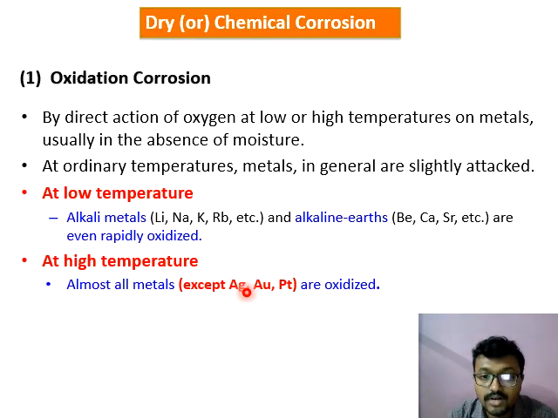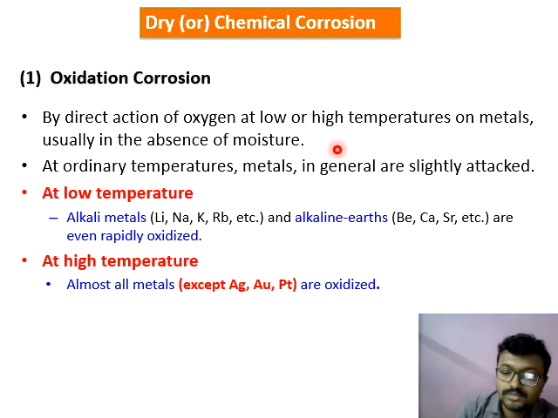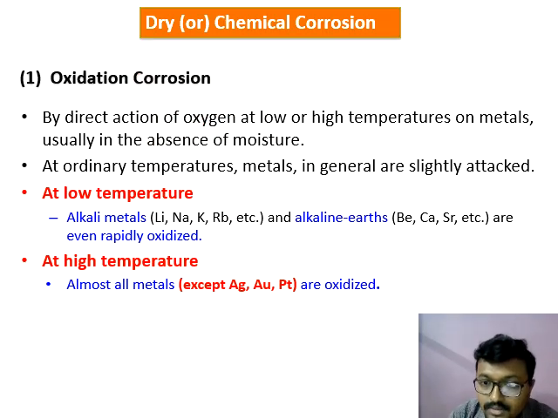For example, silver, gold, platinum. This type of metal we are using as an ornament because those metals are not corroded, because their oxidation process requires very high temperature. Okay, so oxidation corrosion is corrosion by oxygen.